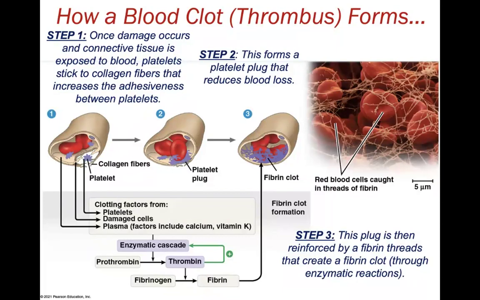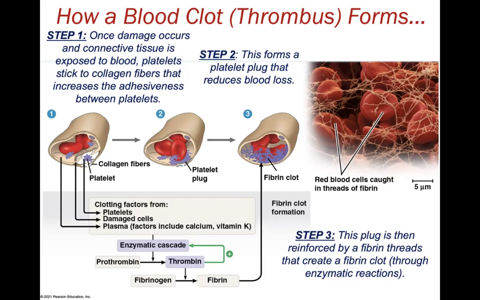We're now going to take a look at how a blood clot or thrombus forms. If there is any damage within a vessel, the connective tissue will be exposed to the blood. This will then cause the platelets to stick to the collagen fibers in the surrounding tissue. This will also increase the adhesiveness between the platelets. When this damage occurs, this will cause the release of various types of clotting factors. These clotting factors are signals that are released from platelets, other damaged cells, as well as plasma.